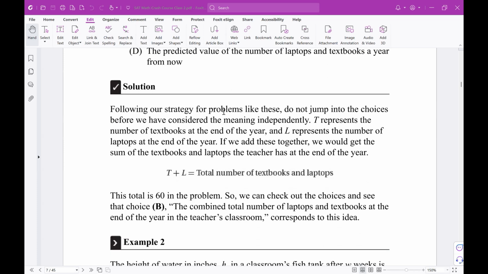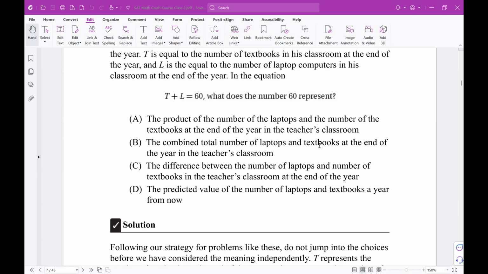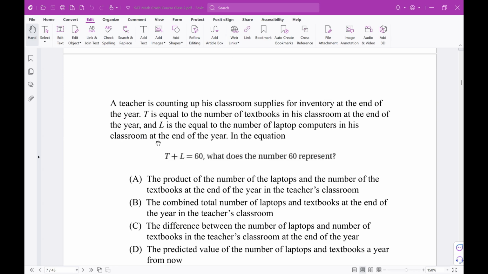Following our strategy for problems like this, do not jump into the choices before we have considered the meaning independently. T represents the number of textbooks at the end of the year, and L represents the number of laptops at the end of the year. If we add these together, we get the sum of the textbooks and laptops the teacher has at the end of the year. That is basically what I told you in the first sentence: T plus L equals 60, the number of textbooks in his classroom at the end of the year plus the number of laptop computers in his classroom at the end of the year.